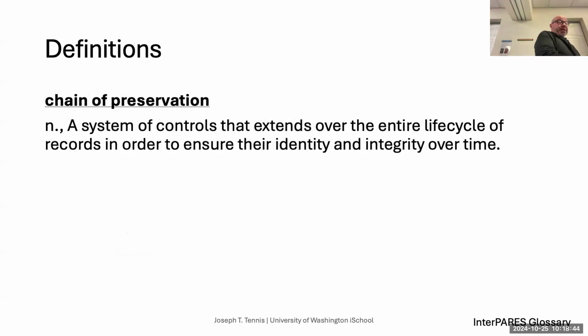And then finally, the chain of preservation is the system of controls that is in place because of authenticity, because of identity and integrity, that extends over the entire life cycle of the records in order to ensure they are authentic over time.